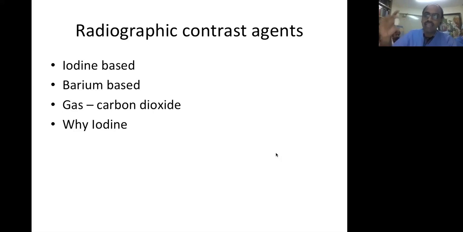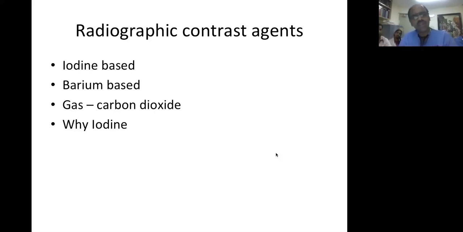And in that black, then you look at what is the luminal narrowing. So a tight renal artery stenosis in a kidney of a patient who is having severe renal failure can be done by a carbon dioxide injection also. So now we are primarily going to concentrate on iodinated radio contrast agents.